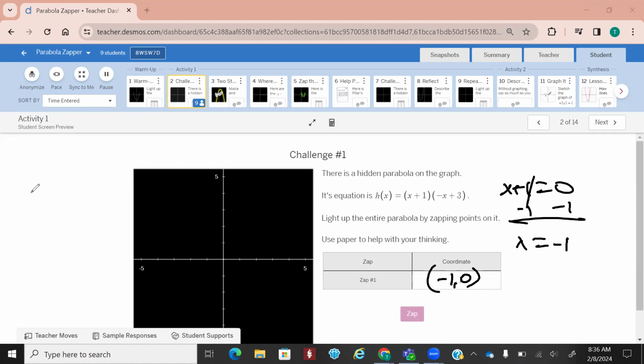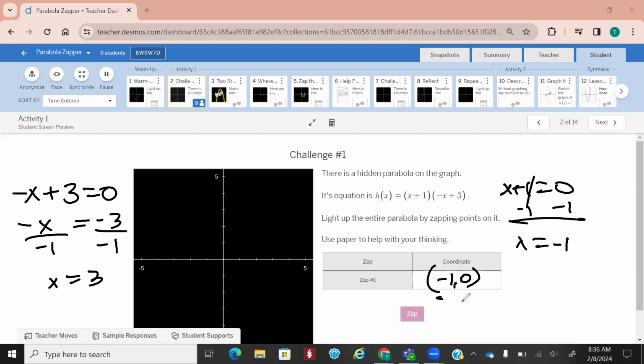Let's try the next one. We got -x plus 3. We subtract 3. We've got a -x. You can't have that. You got to divide by -1. So x is going to equal 3. So we got 3 comma 0. We okay on that?